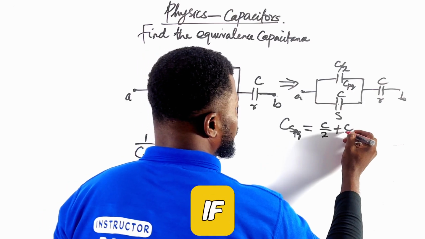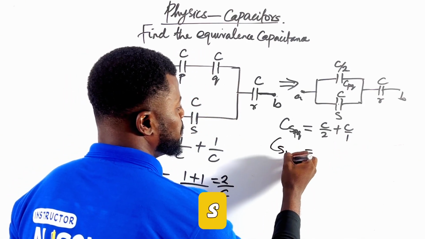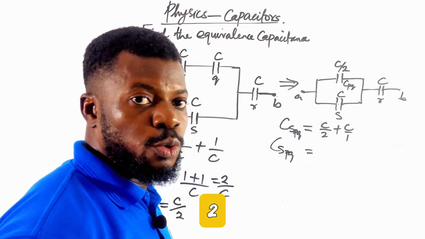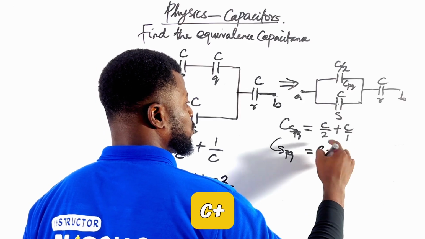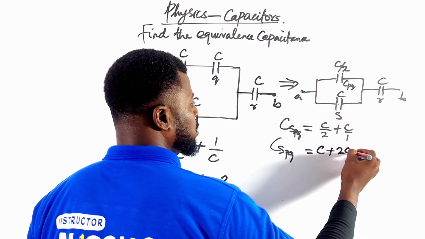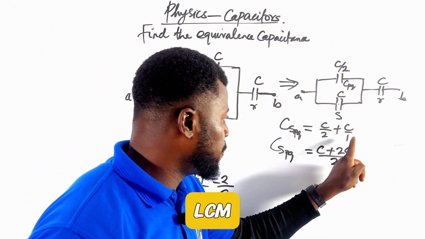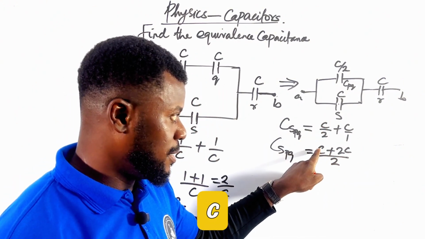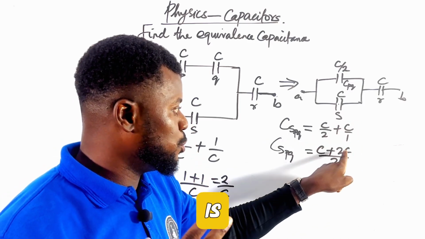So let's solve this. If I make this over 1, it's pretty simple for me to get the answer. CSPQ will be, if you look for the LCM of 2 and 1, is 2. If you don't want to do LCM, you can cross multiply. 1 times C is C plus 2 times C is 2C, divided by 2 times 1, 2. The same thing as looking for the LCM of 2 and 1 to be 2. 2 divided by 2 will be 1. 1 times C is this C. 1 divided by 2 is 2. 2 times C is 2C.